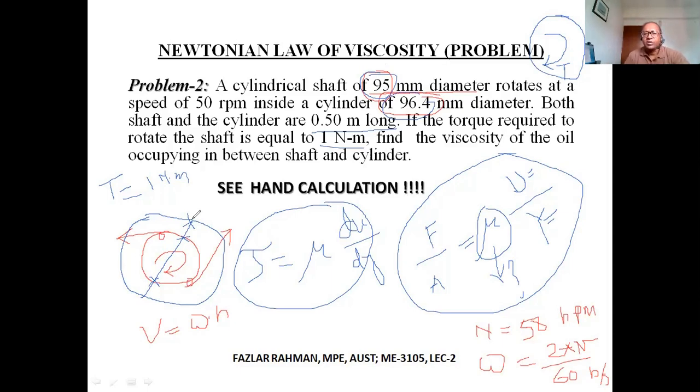Now you need to figure out the force and area. At first, look at how to get the force. You're applying torque, and the shaft is rotating. So what does torque mean? It means you are applying a force F tangentially, right over here. Then you have the torque, so torque T equals F into R. The torque is given as 1 Newton meter and the radius of the shaft is given, so you can easily figure out the F.